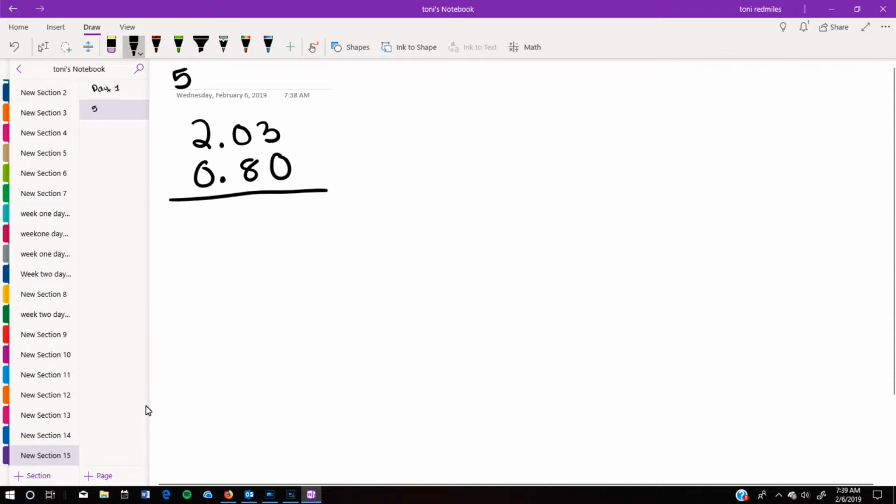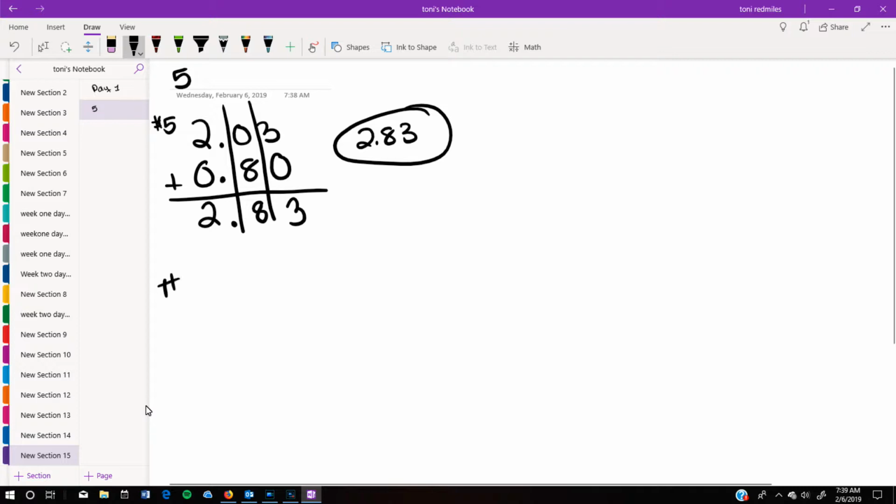Now on this one, it's telling me to add. So let's add the columns. So that's going to be 3, add this column 8, bring down your decimal point, add this column 2. So for number 5, the answer is 2.83. All right, and number 6, I have 17.002 subtract 1.56. So I got to fill in my zeros.